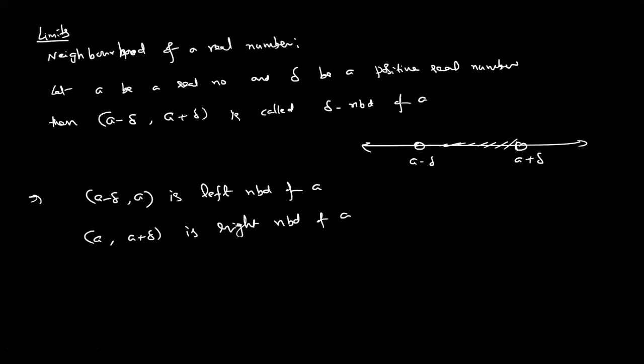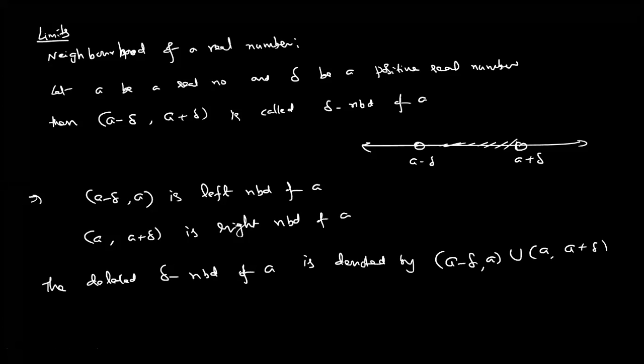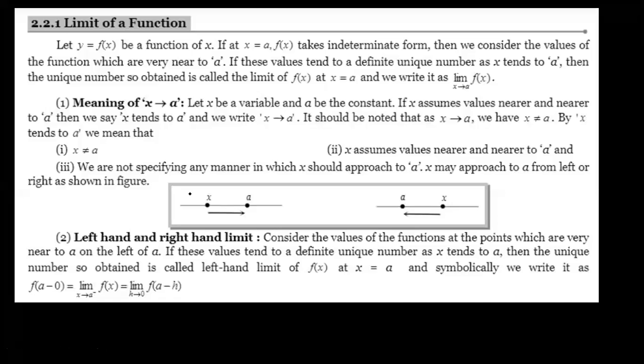Dear students, now an important point: the deleted delta neighborhood of A is denoted by (A minus delta, A) union (A, A plus delta). So in this case, between these two numbers, remove one number, any number A. That is called a deleted delta neighborhood of A. Now, let us discuss what limits are.